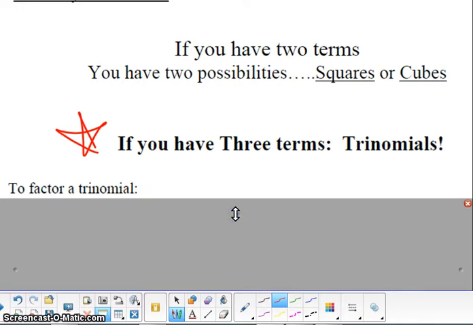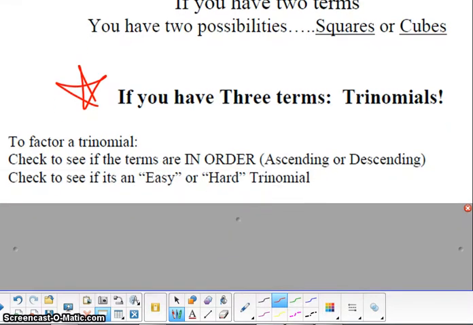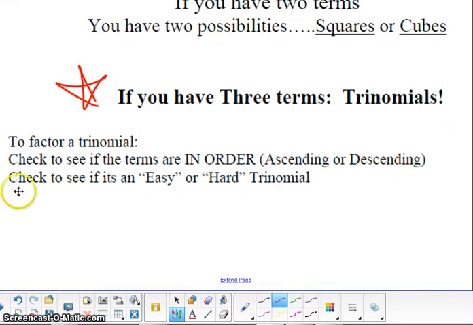To factor a trinomial, check to see if all the terms are in order. So what that means is, and I go and get rid of that, we're also going to check to see if it's easy versus hard, and I'll show you what that means as well.